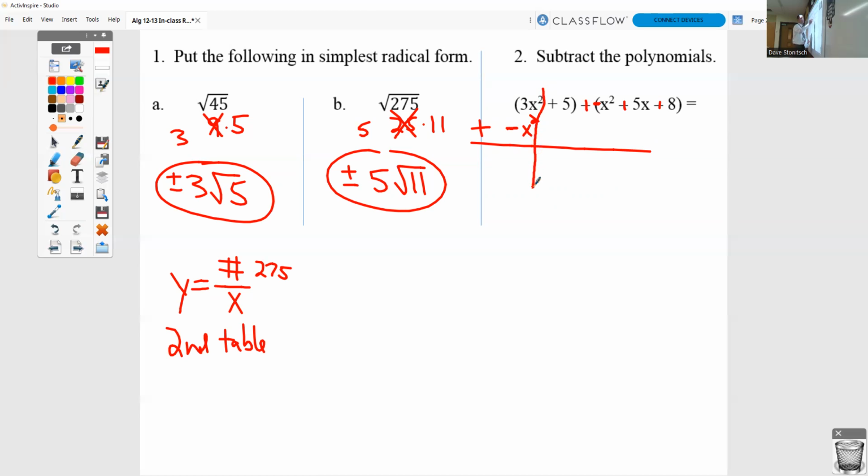Now I'm going to draw a line here like this, just to show that you're making columns. There's nothing in this binomial that's an x. So you're going to have nothing plus 5x. And then we have a plus 8 on the end. So our answer is 2x squared plus 5x plus 13. Again, you want to add things going straight down.